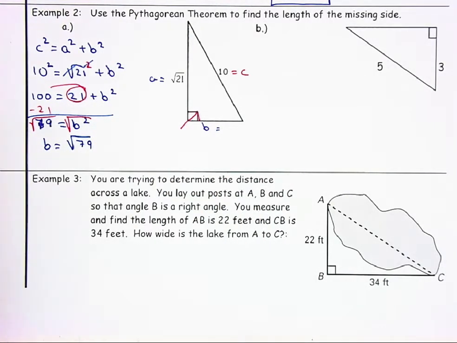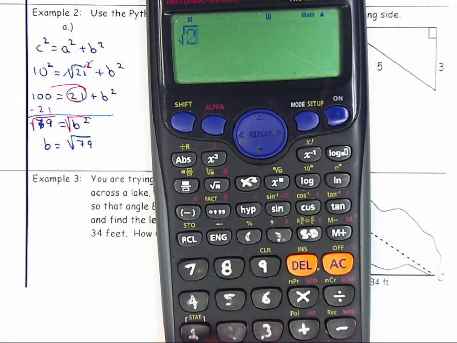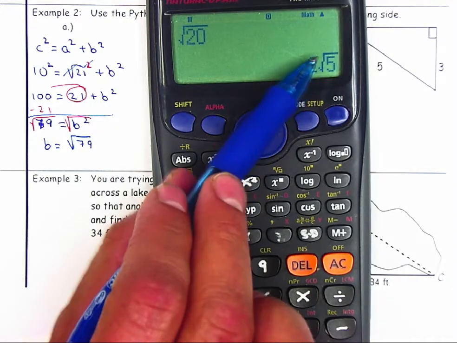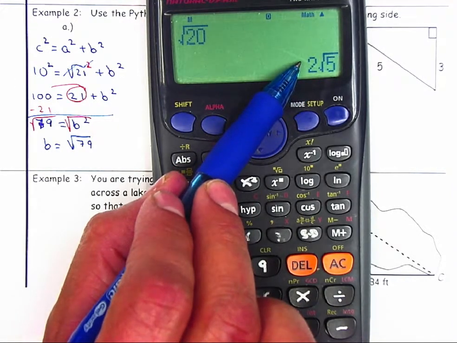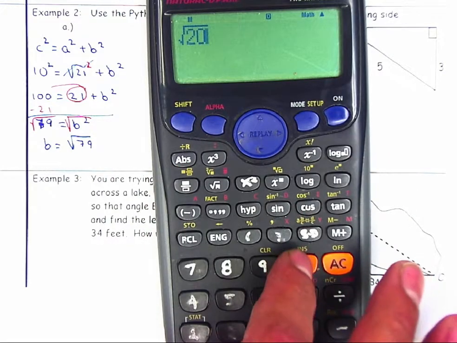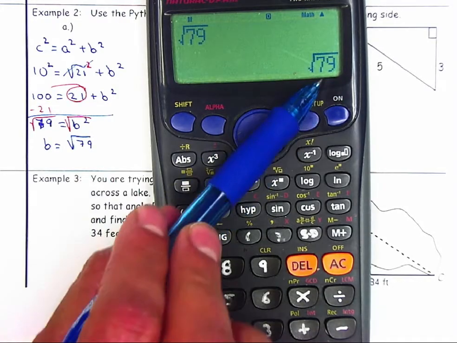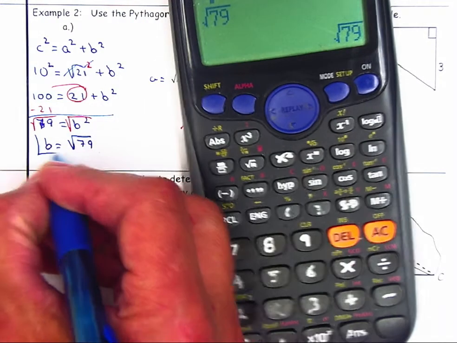Now we can see if we can simplify that. For example, if I have the square root of 20, and if it can be simplified, it'll give you the simplified version of it, just like we've done before. In this case, it's square root of 79. That one cannot be simplified, so it gives you square root of 79. So this is your answer.